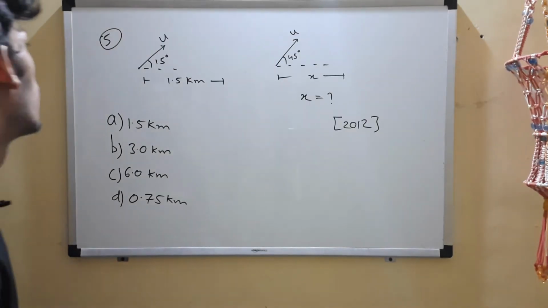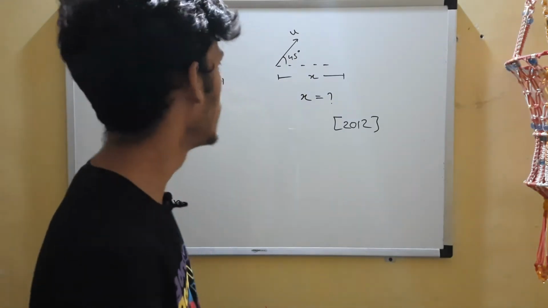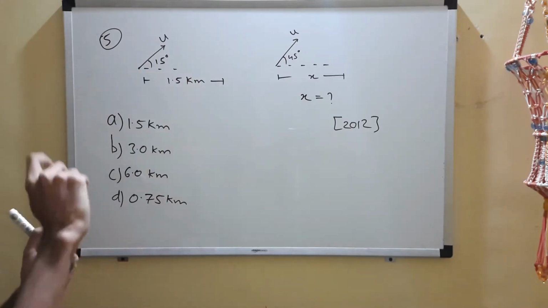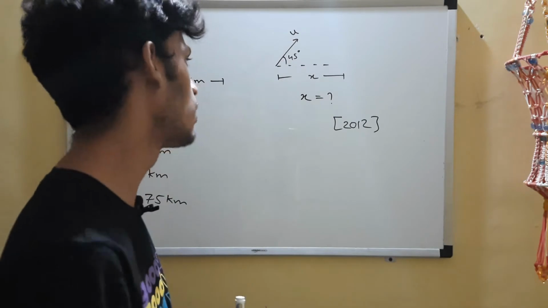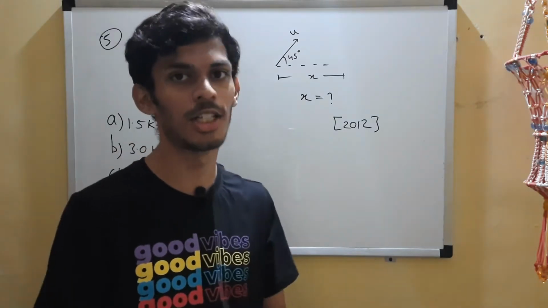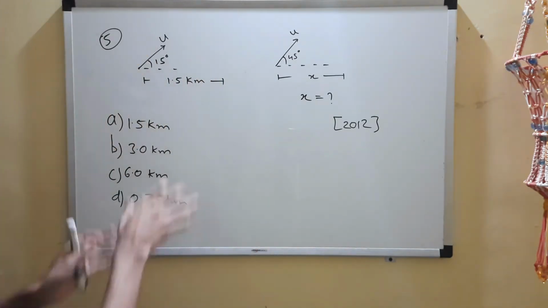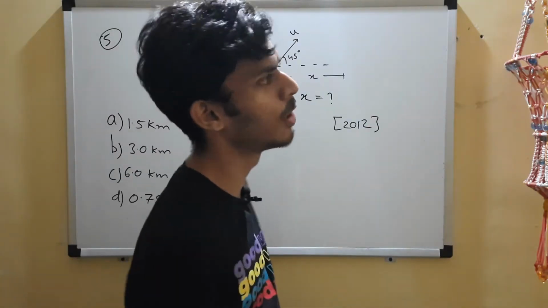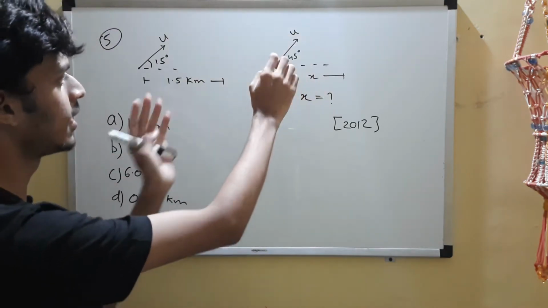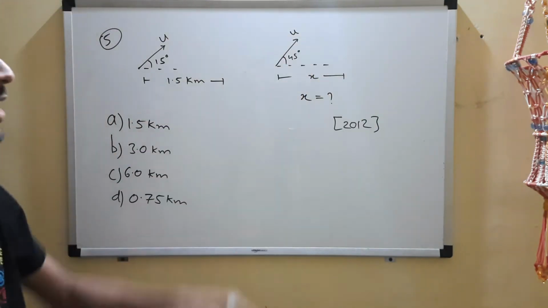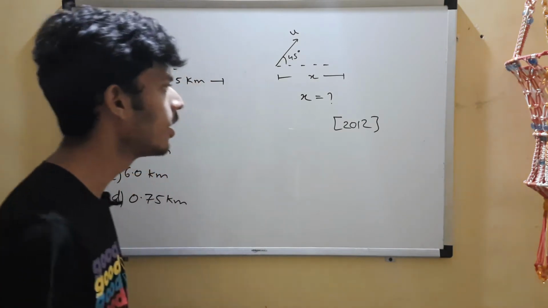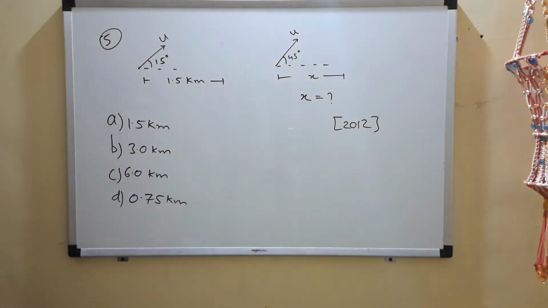So question 5 over here from BITSAT 2012, I'll just explain what's happening in this question. You have a projectile. First, you throw that projectile with a speed u at an angle of 15 degrees with respect to ground, and the horizontal distance, or the range, covered by your projectile is 1.5 kilometers. Now you take the same projectile and throw it with the same speed u, but now you change the angle to 45 degrees. In this case, the horizontal distance covered by your projectile is x, and you have to find the value of this x.